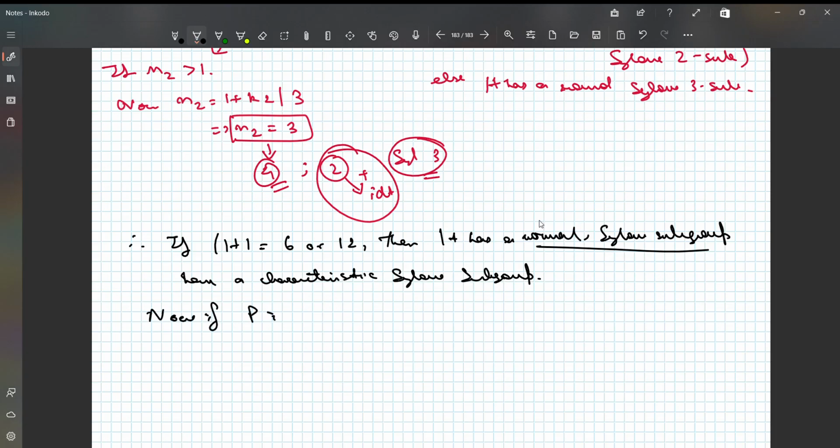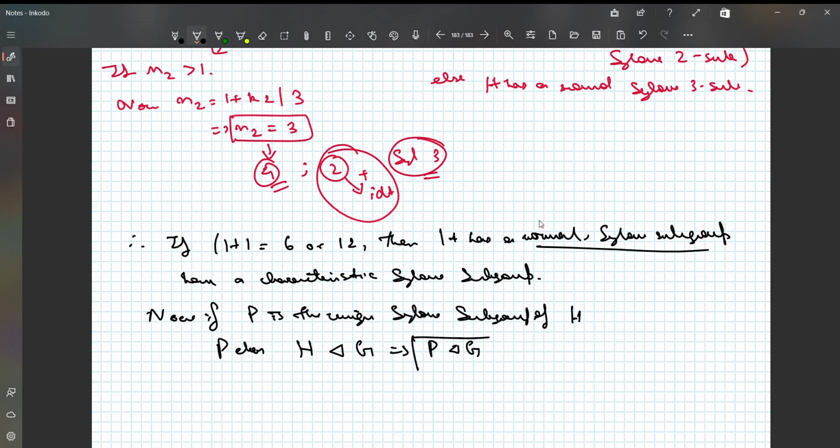Now, if P is the unique Sylow subgroup of H, then we have that P is characteristic in H. H is normal in G by assumption, but we know that if P is characteristic in H and H is normal in G, then P is normal in G as well. The characteristic subgroups are indeed normal as well. So the transitivity of the normal relation of subgroups holds when we have a characteristic subgroup, right?